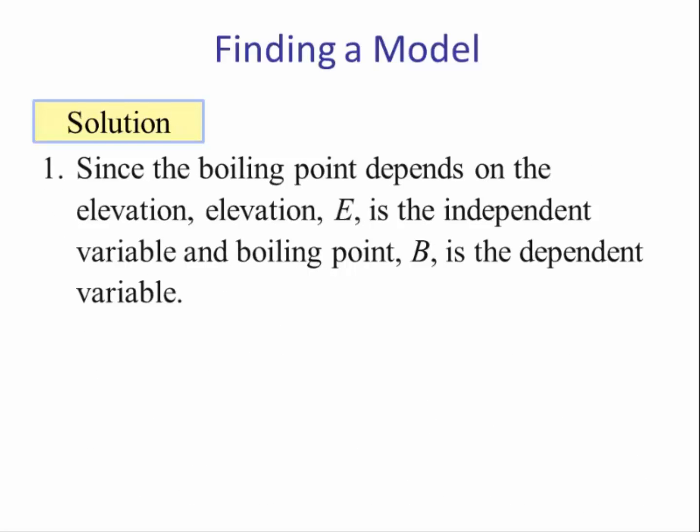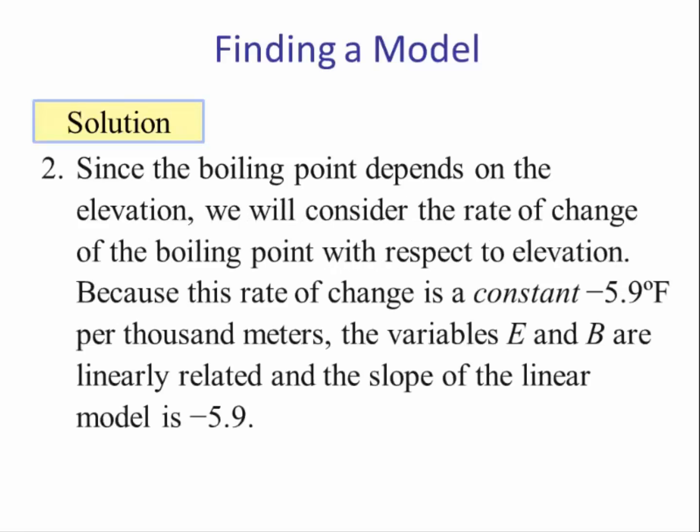Solution. Number 1, since boiling point depends upon the elevation, elevation E is the independent variable and boiling point B is the dependent variable. Number 2, since the boiling point depends upon elevation, we will consider the rate of change of the boiling point with respect to elevation. Because this rate of change is constant, negative 5.9 degrees Fahrenheit per 1,000 meters, the variables E and B are linearly related and the slope of the linear model is negative 5.9.